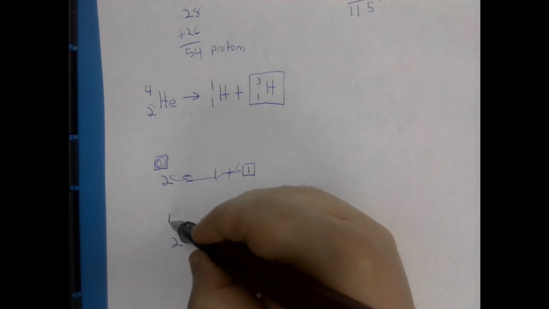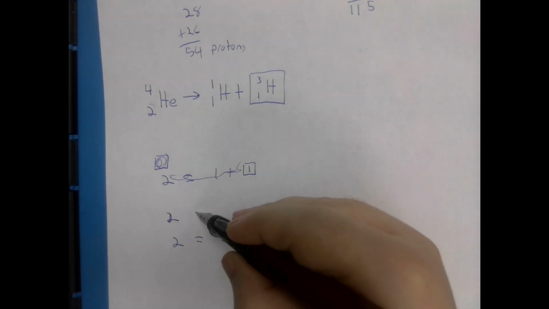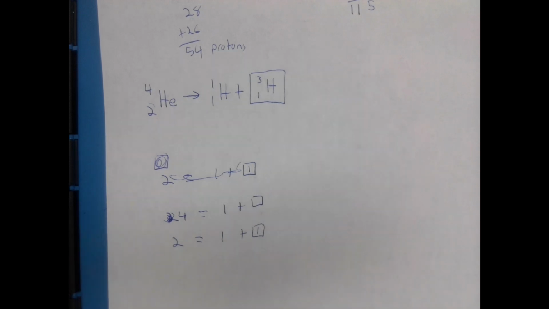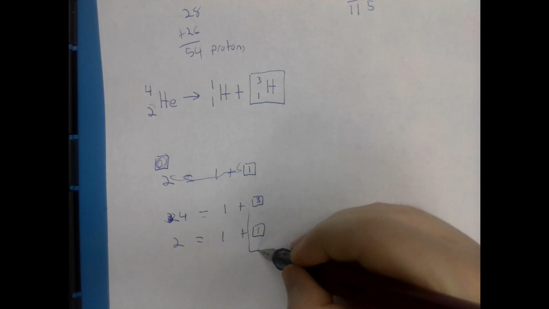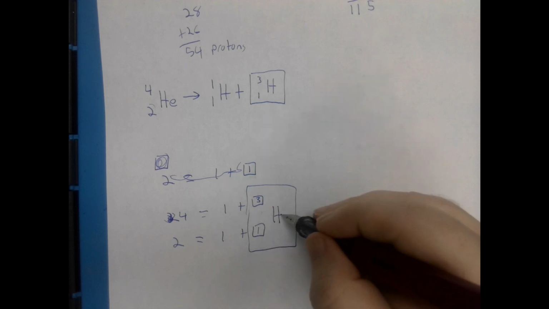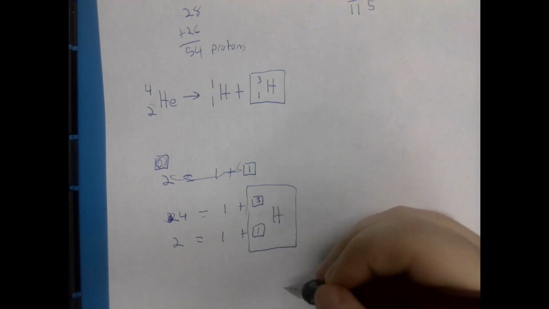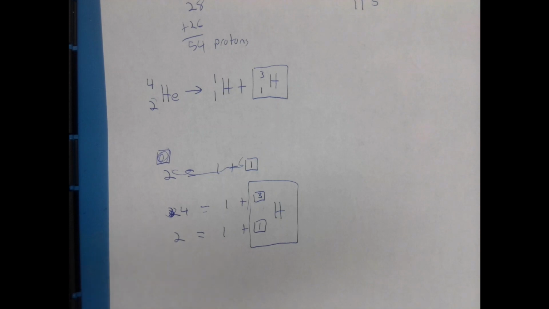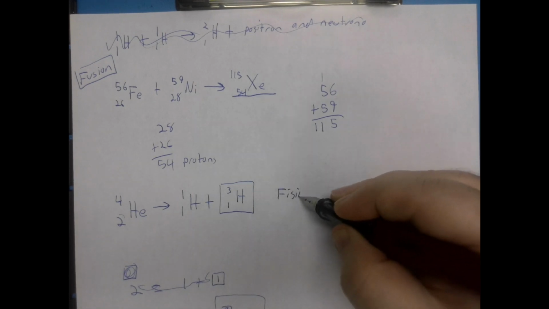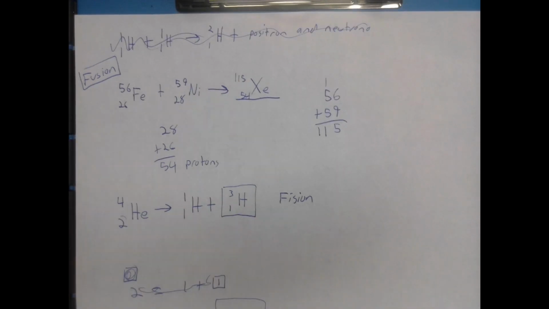And if we look at the top numbers, we have 4. That has to equal 1 plus whatever is on the top. This has to be 3. And so our answer is 3, 1. So 1 corresponds to hydrogen. So it'll be hydrogen 3. And would this reaction be fission or fusion? It would be fission. So we're starting off with a larger atom that's breaking apart.